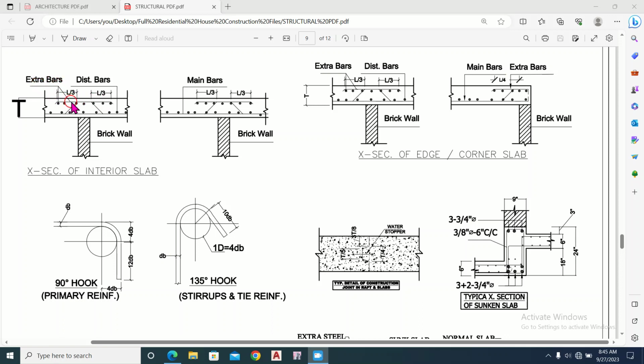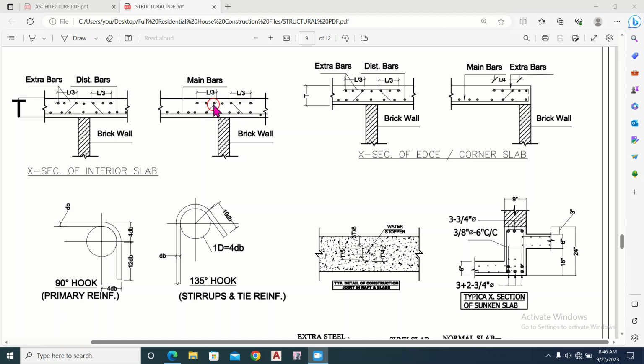extra bars. This is the thickness of the slab, and it is 6 inches thick. This is the detail. This is the main bars of the slab at the bottom, and this dot represents the distribution bars.